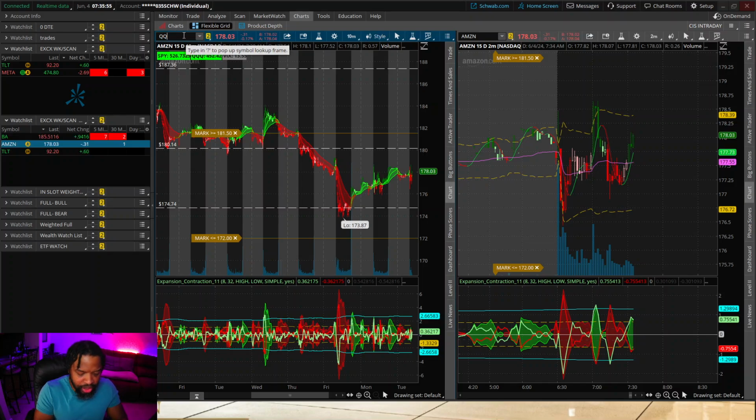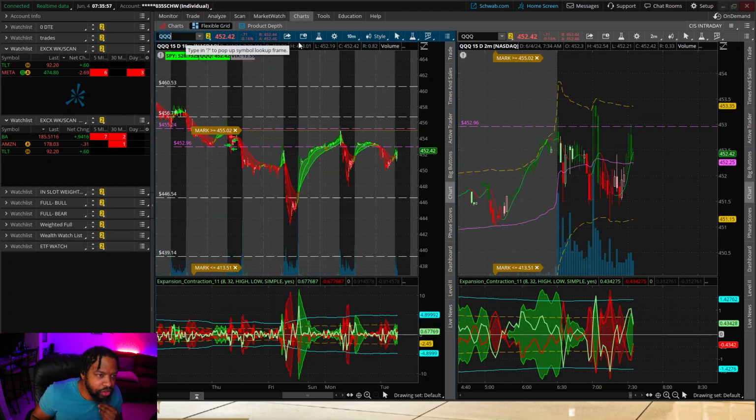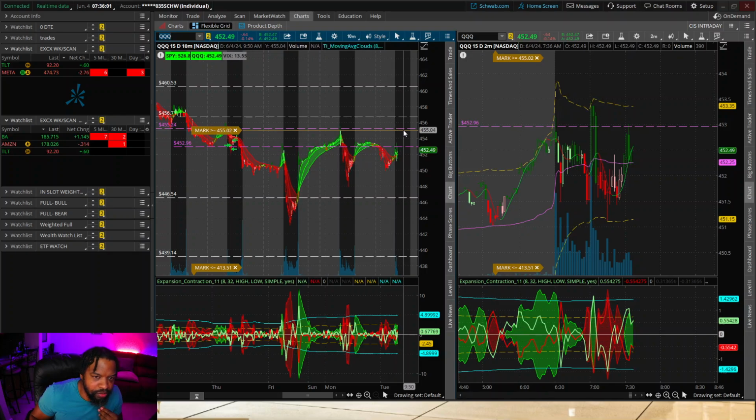But what I'm really keying on is the Qs, and we would like to see some real momentum to the upside here for the Qs. Can we get a push? And if we can get a push, then awesome.